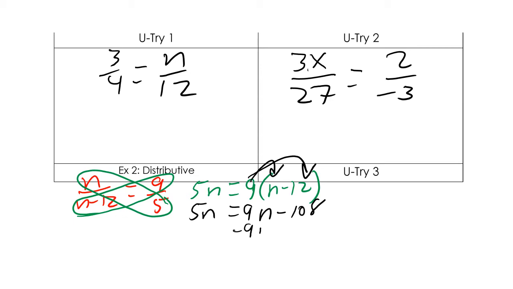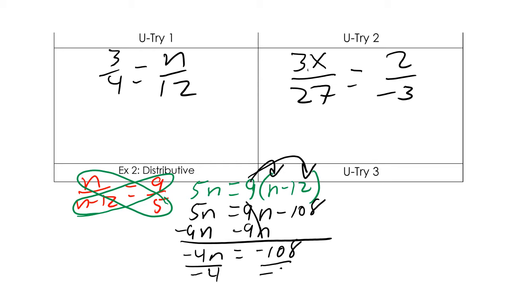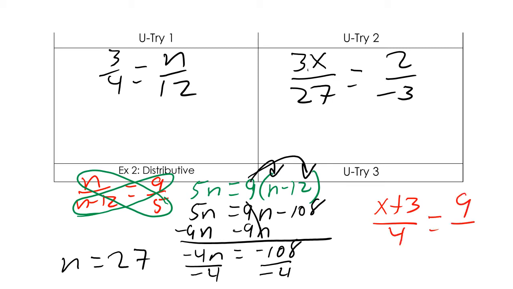So I will subtract 9n from both sides. 5n minus 9n is negative 4n. These cancel out. I have negative 108 on this side. Divide by negative 4. And I get n equals 27. Okay. Here's your u try. X plus 3 over 4 equals 9 over 2.